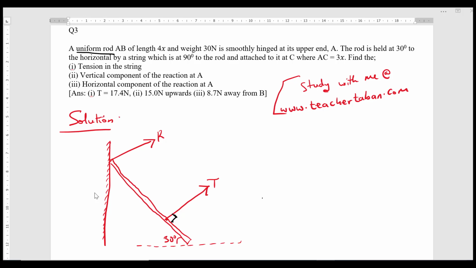I hope that you read through the question and you've tried it out. Now let's try to do corrections.